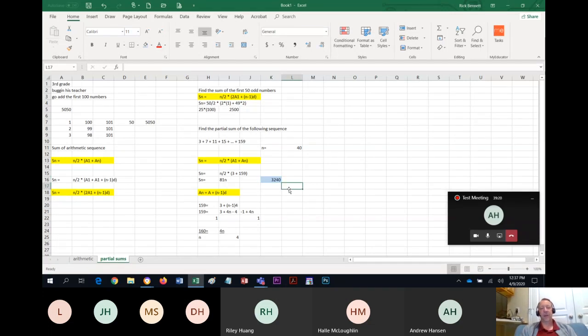Now, let me just say something about this. I know for a fact that at Salt Lake Community College, they love to put questions like this on the final exam. And the way some people do it is they actually list, in this case, all 40 terms, and they add them up. And if you do that, you will get 3,240. You will also run out of time.